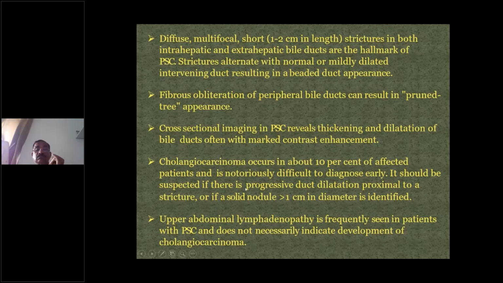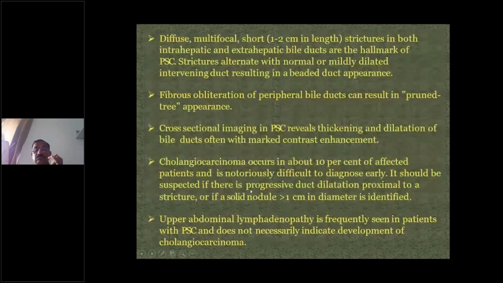It should be suspected if there is a progressive duct dilatation, like a long segment of dilatation proximal to a stricture, or if a solid enhancing nodule more than 1 centimeter in diameter is identified on a contrast MR or contrast CT. Upper abdominal lymphadenopathy is frequently seen in patients and alone should not necessarily indicate development of cholangiocarcinoma.